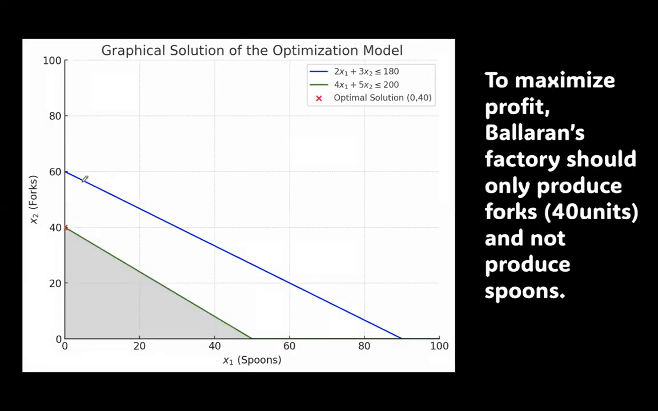Here in your final graph, since we were able to identify the feasible region earlier, you can select the optimal solution. Your optimal solution is given right here at 40, 0. I've put a red mark in your graph. To explain that, to maximize the profit, Balearan's factory should only produce 40 units of forks and not produce spoons. That will be the explanation on how to deal with that.